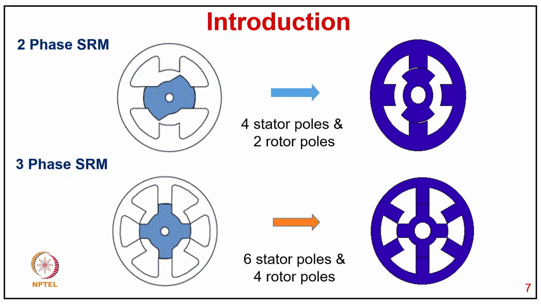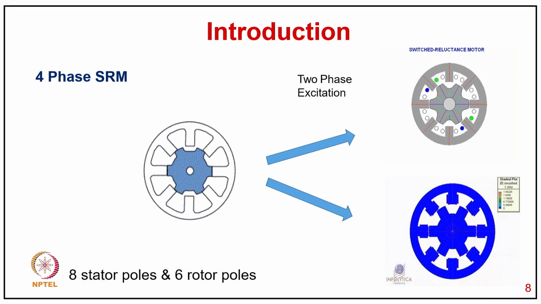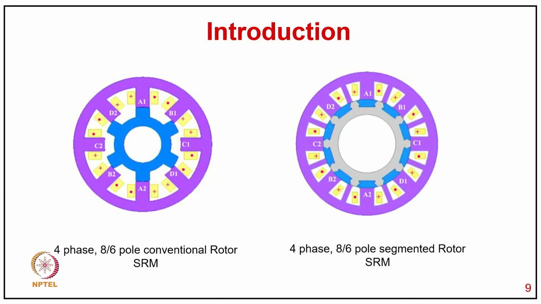But of course we make three-phase motors with 6 poles, as you can see here, with 6 poles on stator and 4 poles on rotor. Then we have a large majority of configurations with four-phase reluctance motor with 8 stator poles and 6 rotor poles, as you can see here. Typically the winding excitation can be either excitation of one phase or excitation of two phases.